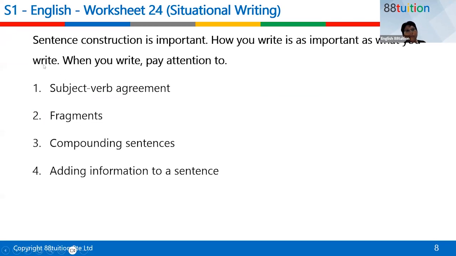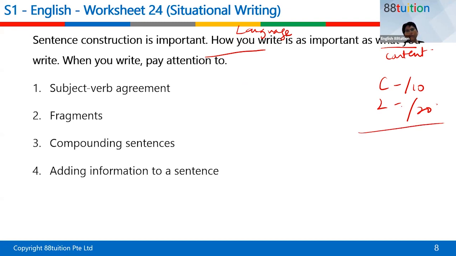Okay, can? Sentence construction is important. How you write is as important as what you write. When you write, pay attention. What you write is your content. How you write is your language. Okay? So don't focus only on content, because content alone is no content anymore. Then you say, teacher, I've already elaborated my points. I still get this kind of mark. Why? Language problem. Yeah? This is how the marks go down.